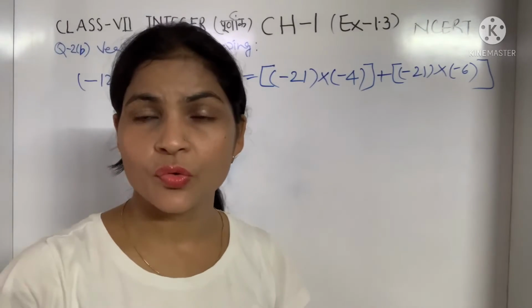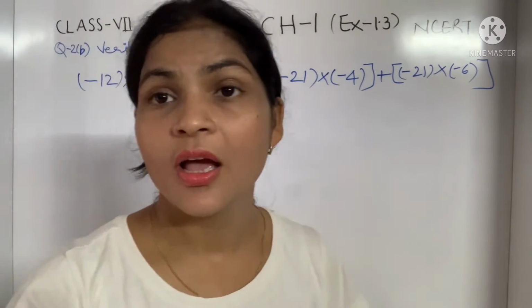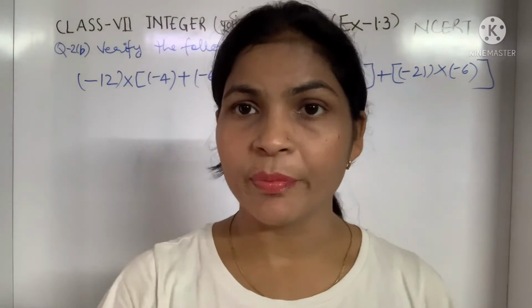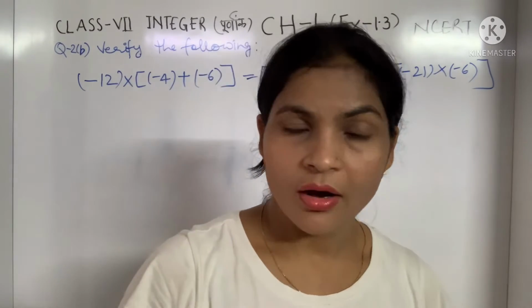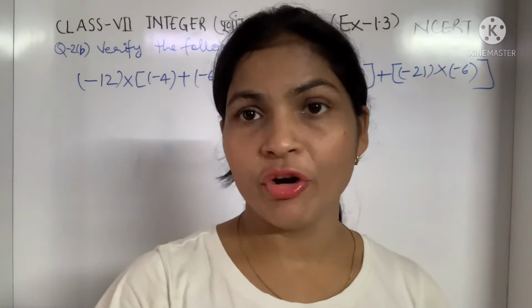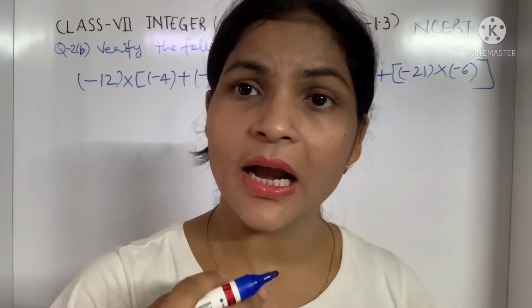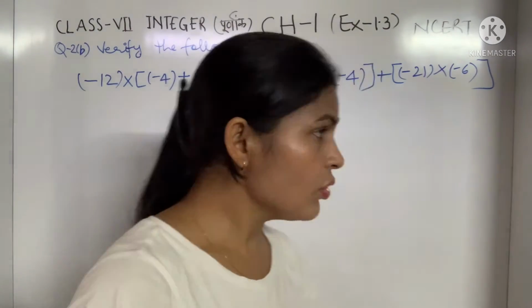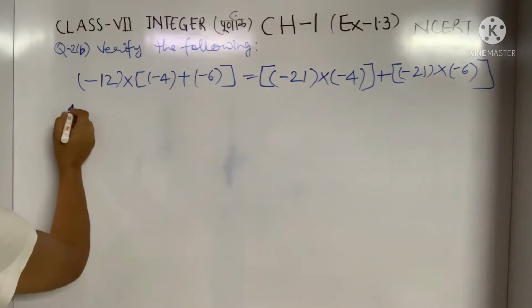First, BODMAS rule. What BODMAS rule says, first we have to solve the bracket, B for bracket, O for off, D for division, M for multiplication, then addition or subtraction. Okay, so let's start with the left hand side.